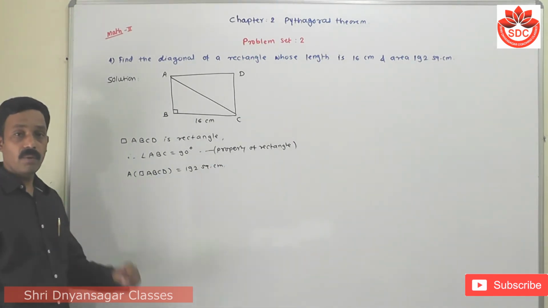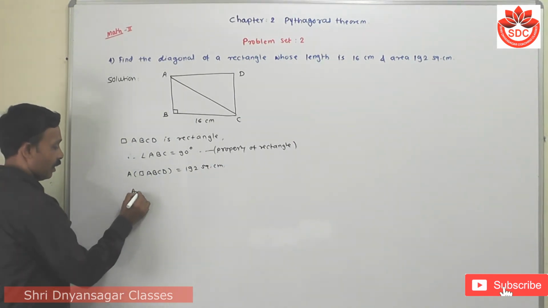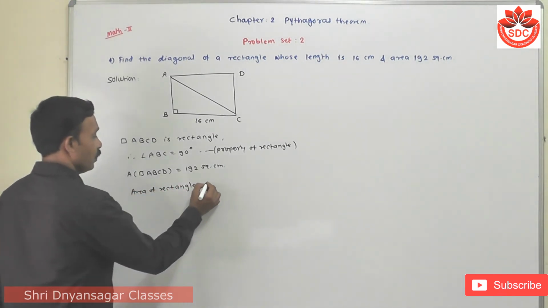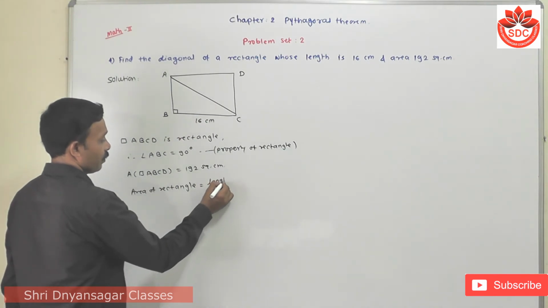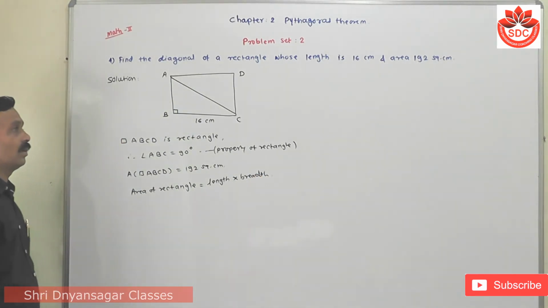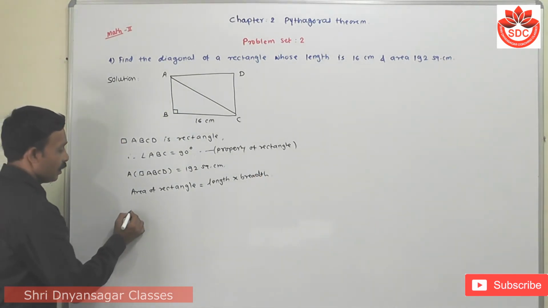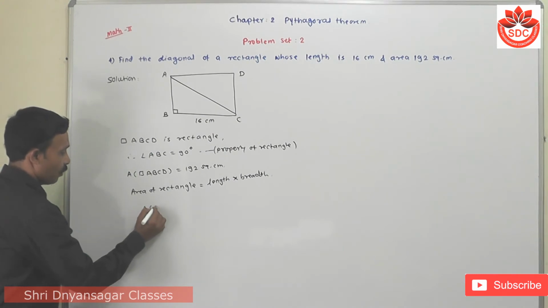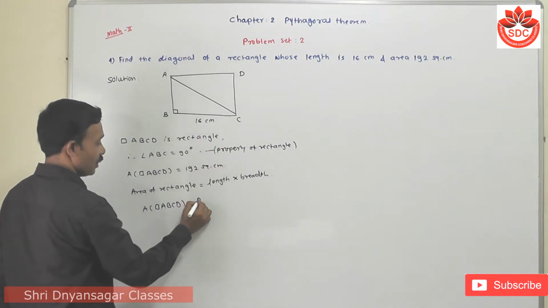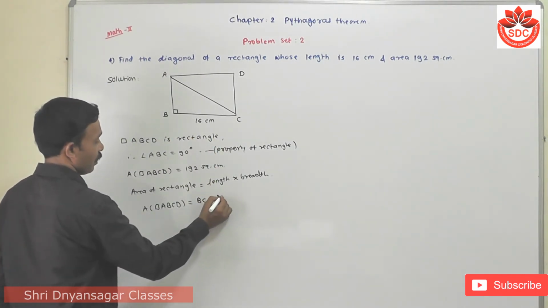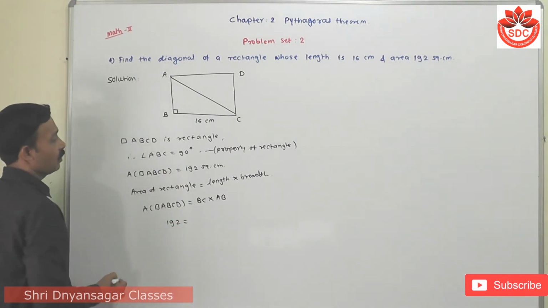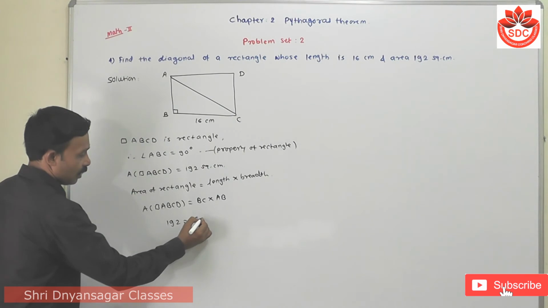We know the formula for the area of a rectangle. Area of rectangle is equal to length into breadth. Then the area of quadrilateral ABCD is equal to, taking here length BC into breadth AB. Substitute these values: the area 192 is equal to BC, which is here 16, into how much? AB.